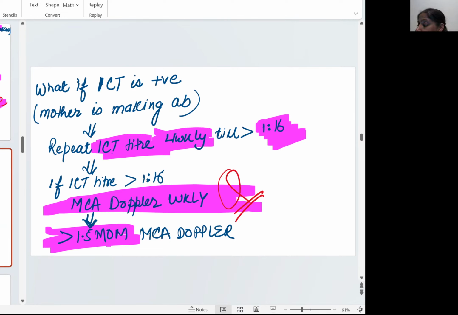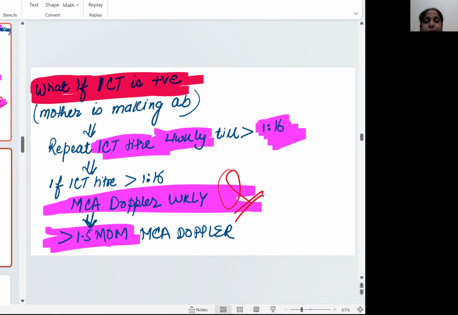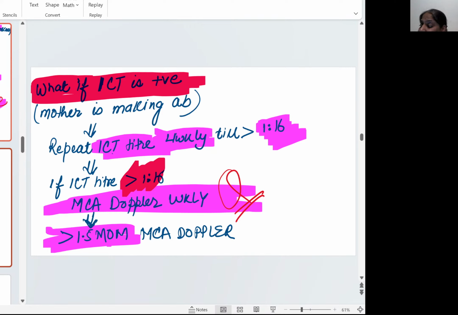If the titers cross 1:16, it means that antibodies are causing anemia. If the titers are more than 1:16, now we will get MCA Doppler done weekly.